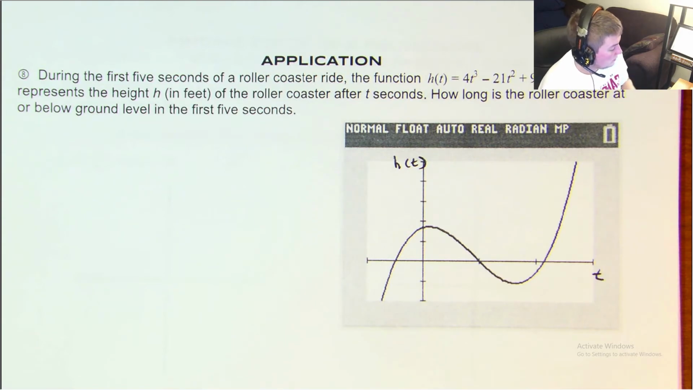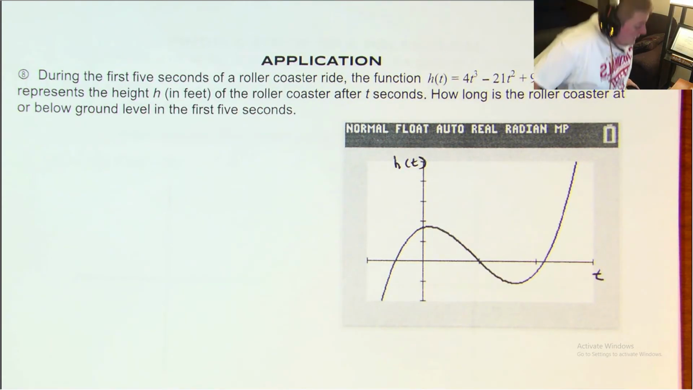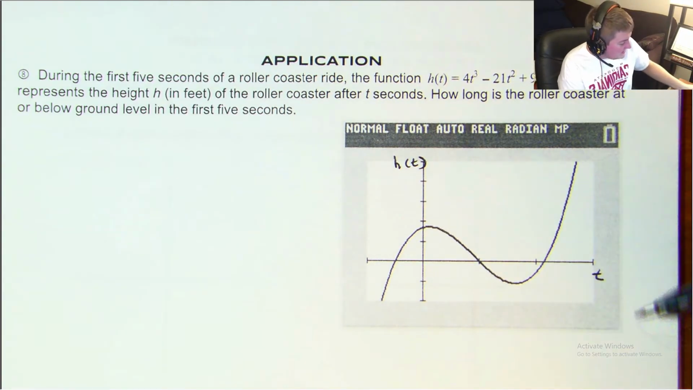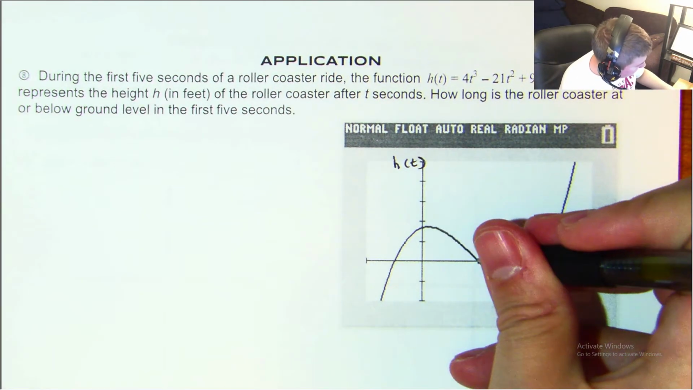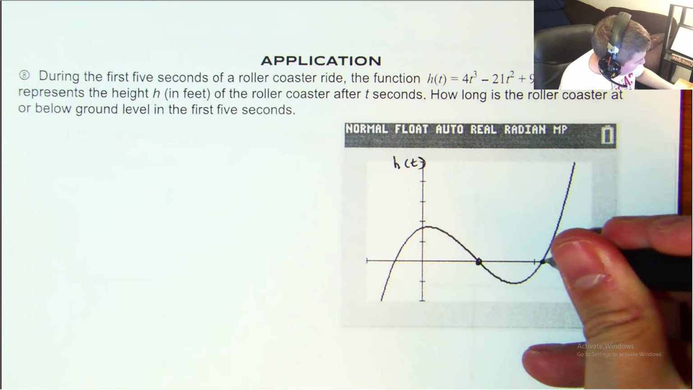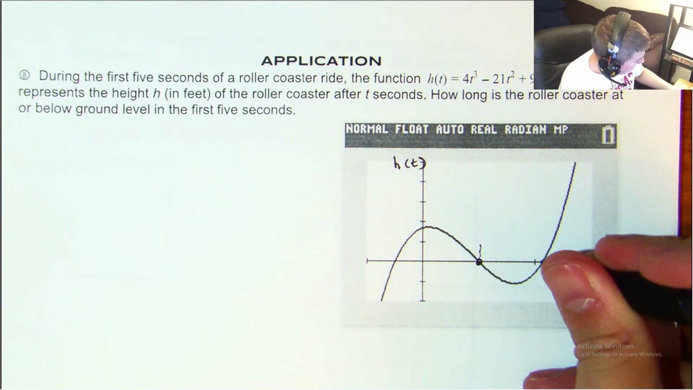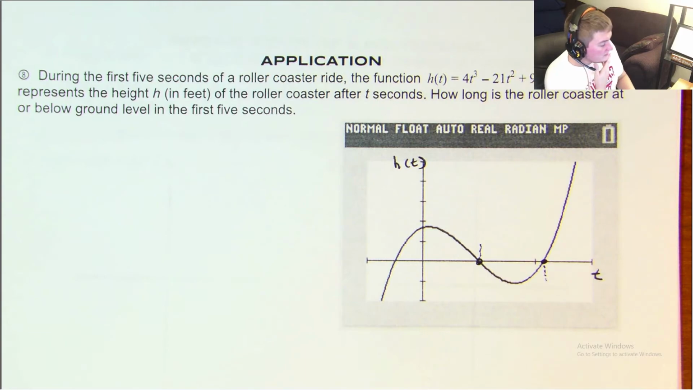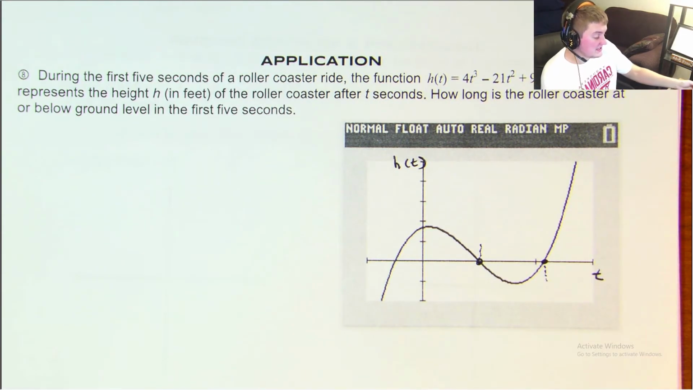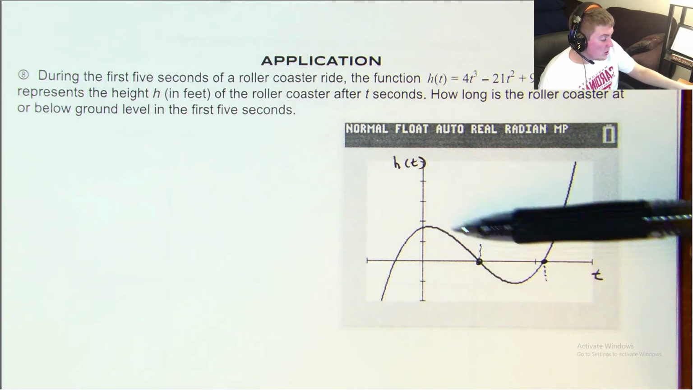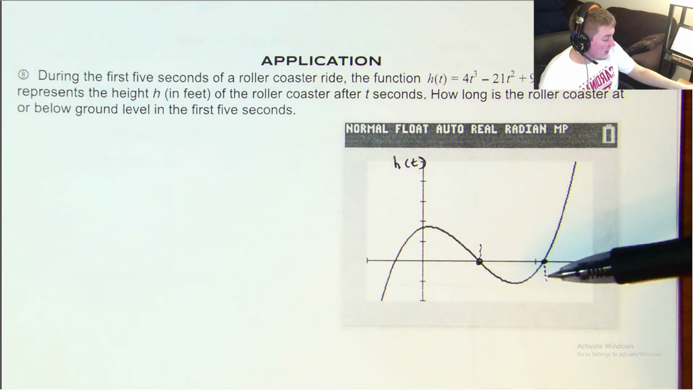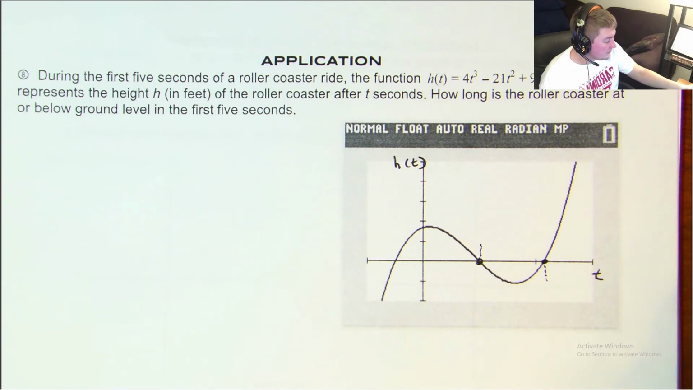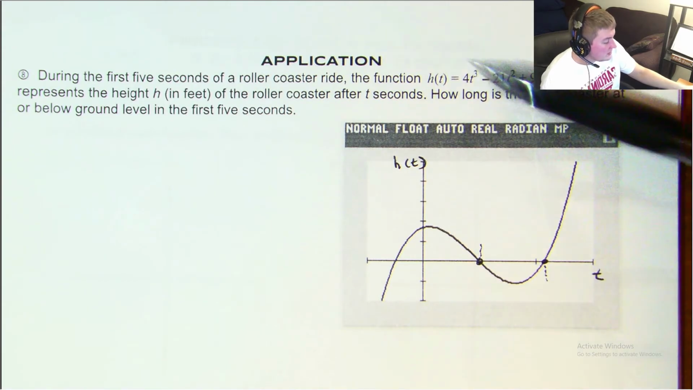Okay, so what we can go ahead and do is we just want to know, like, the height is 0, right? So we would like to know what these values here are. Those values are going to be the ones that help us identify when it is at or below ground, because this is the crossing point from above ground into below ground, or below ground into above ground.